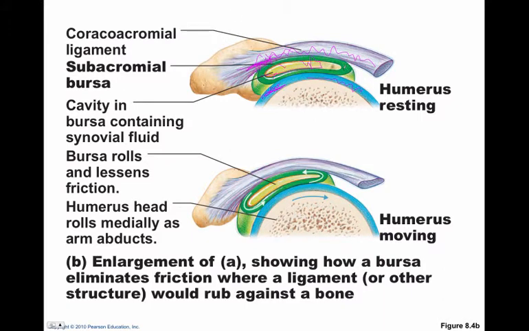So bursa are these anti-friction little inclusions that have synovial fluid, these squishy sacs that help reduce friction and help us not burn out more of our bones, muscles, ligaments, all of these different items.